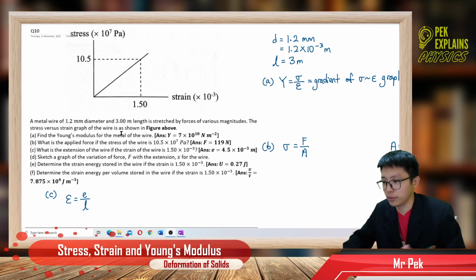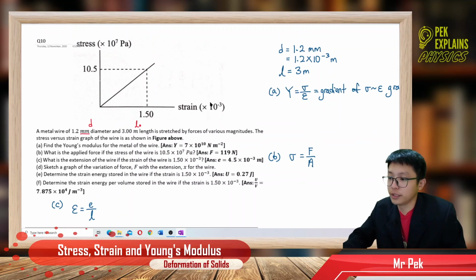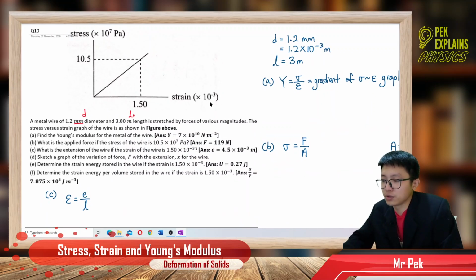First of all, what information do we have? We have the diameter, but in millimeter, you need to change to meter. We have the original length, L0. And this is the stress-strain graph we have. But be careful with all the exponents. Some students are so careless and they just don't see the exponent here. You should make sure you check this exponent, and don't get it wrong during your exam.